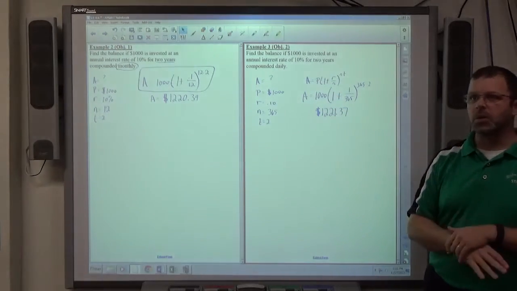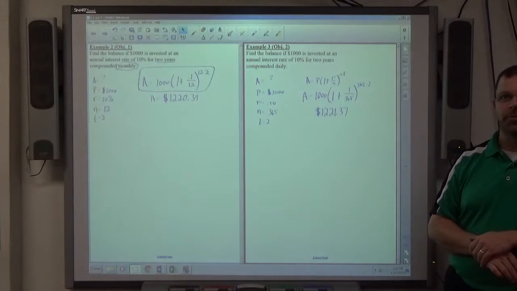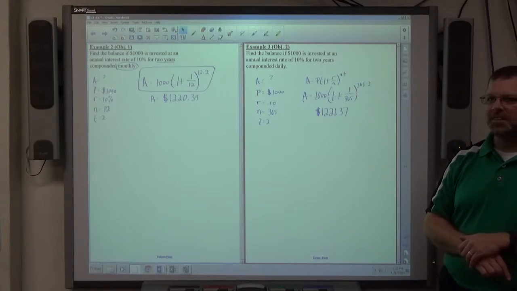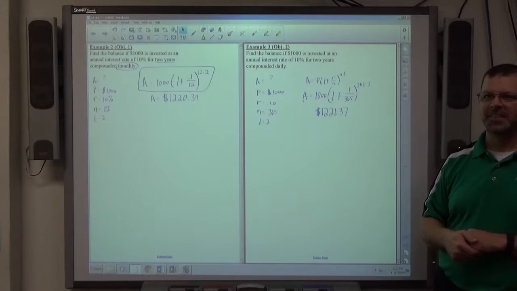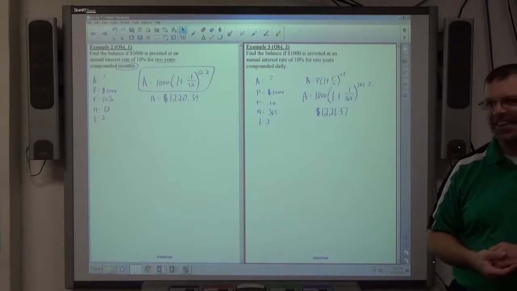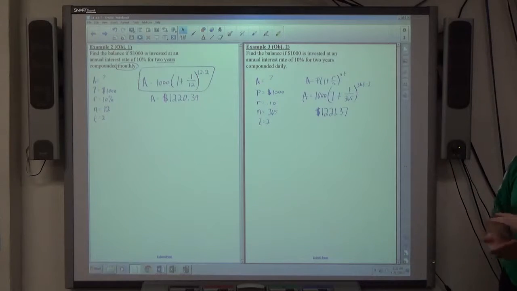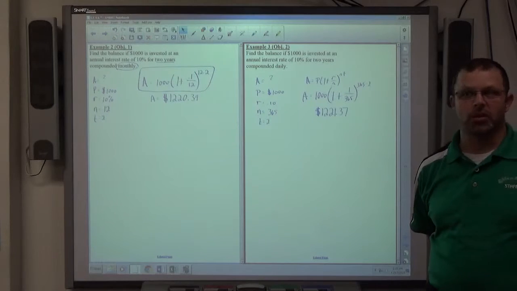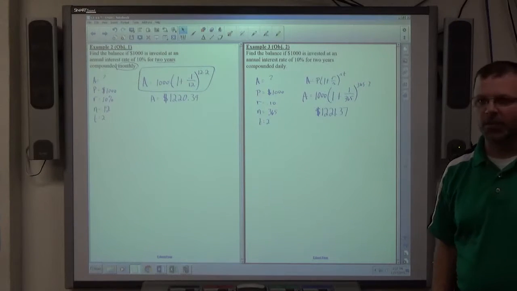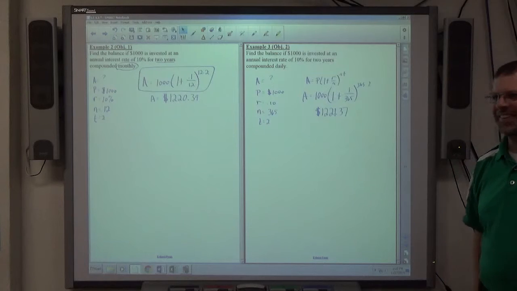Okay, the more often you do it, the more money you get, but again, it's not a whole lot more money. If they said hourly, it'll be just a little bit more than that. If they said secondly or minutely, it'd just be a little bit more than that number. So the point is, you're not going to get a whole lot more than that. The interest is what it is. The 10% interest rate is a great interest rate. If you get a chance to get one like that, take it. All right.